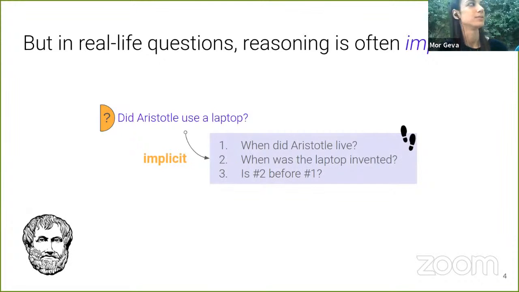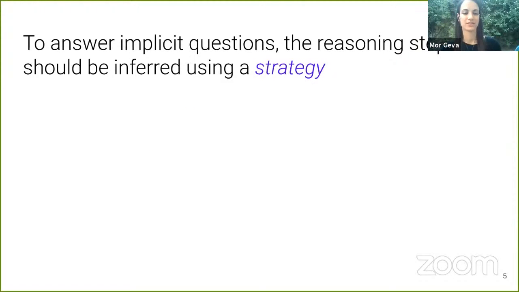We should compare, sorry if there's a background noise by the way, the times when Aristotle lived and when the laptop was invented, and this would give us the answer, right? The reasoning steps here, though, are implicit in the question, in contrast to the examples before. And to answer such implicit questions, the reasoning steps should be inferred using a strategy. The strategy is the approach for answering a question. I'm going to show you three more examples now, and I just want you to notice that the steps for answering each question are not obvious from the question itself. You should use some implicit knowledge to decompose these questions.